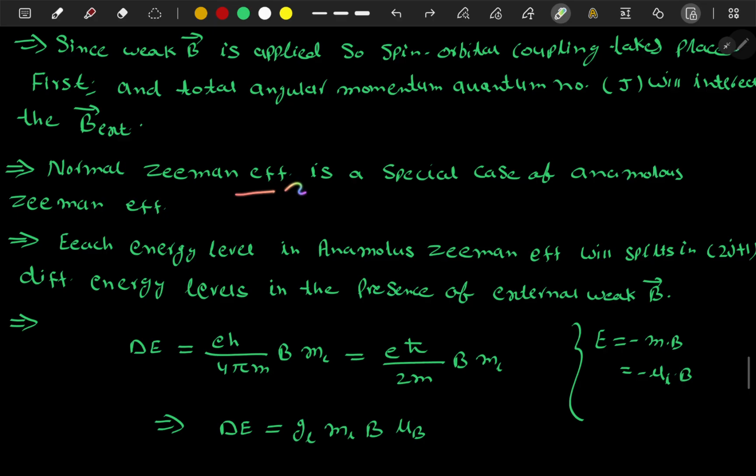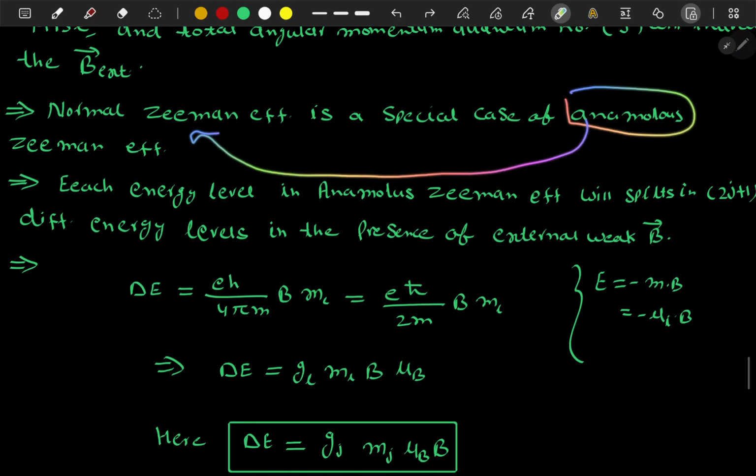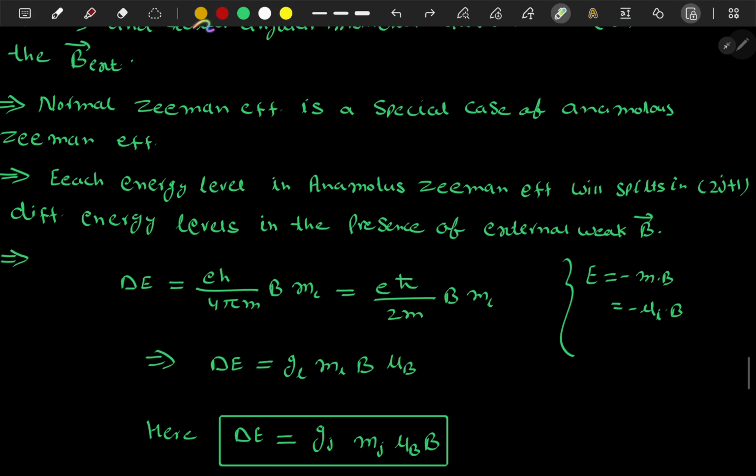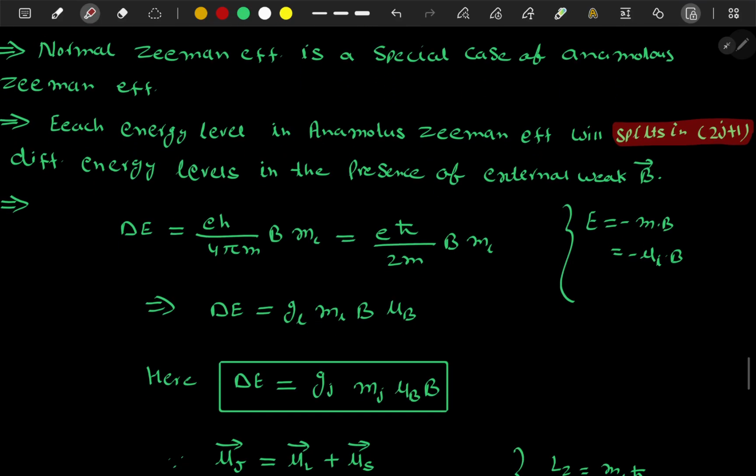Now what is normal Zeeman? It is the special case of anomalous Zeeman effect. So first we have anomalous Zeeman effect, and the special case of anomalous Zeeman effect is normal Zeeman effect. Each energy level in anomalous Zeeman effect splits into 2J plus 1 components. Got my point? Remember, here the magnetic field is weak as compared to normal Zeeman effect. Got my point?